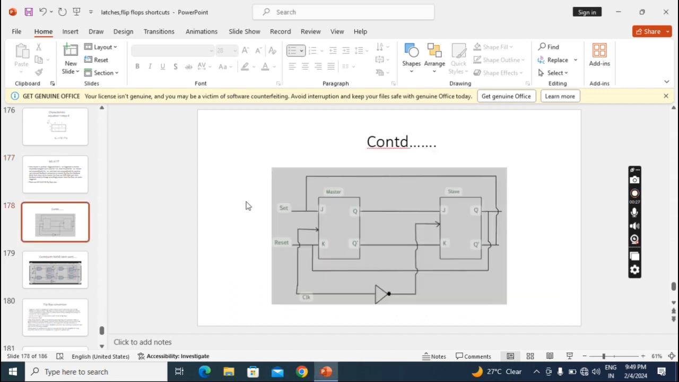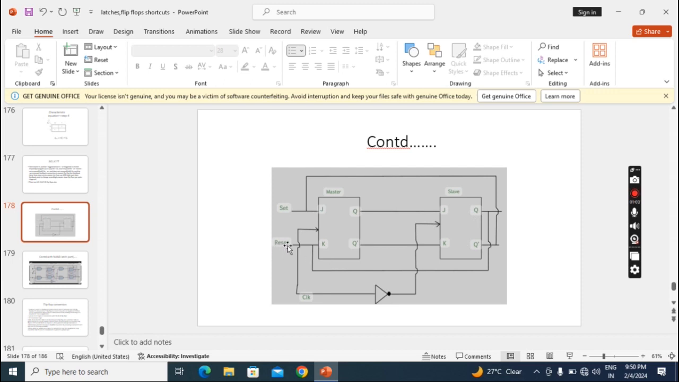This is the logic diagram. This master slave JK contains two JK flip flops. The one at the input side is called the master JK flip flop. The flip flop at the output side is called the slave JK flip flop. Why is this called slave? Because it works based on the output of the master. It depends on the output of the master. That's why it is called slave. And this master is a positive triggered flip flop. This slave is a negative triggered flip flop.